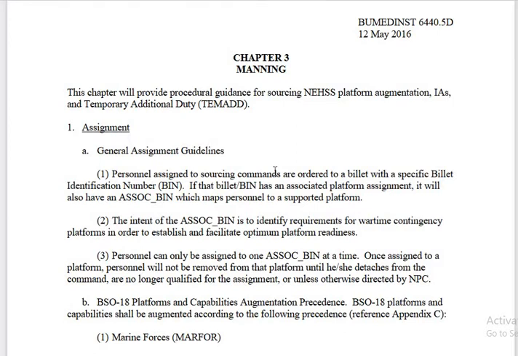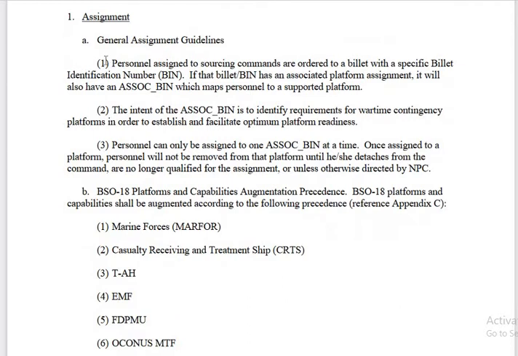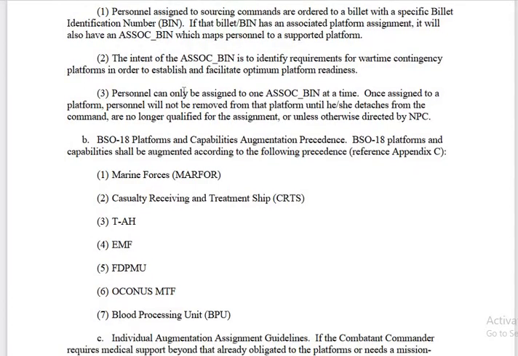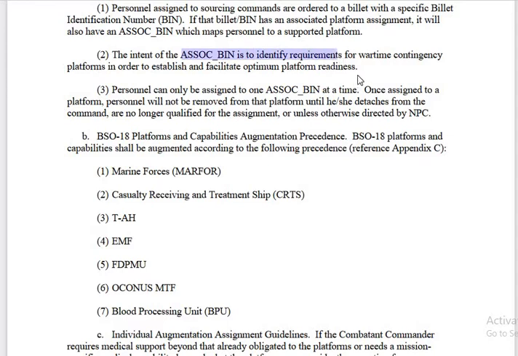Chapter 3, Manning. I think the big thing about this chapter is the precedence of MARFOR, or a precedence of what deployed spots need to be filled up. So here you go. Personnel assigned to a sourcing command zone or to a billet with a specific billet identification number. The intent of that associated billet number, or billet identification number, is to identify requirements for warm-time contingency platforms in order to establish and facilitate optimum platform readiness.